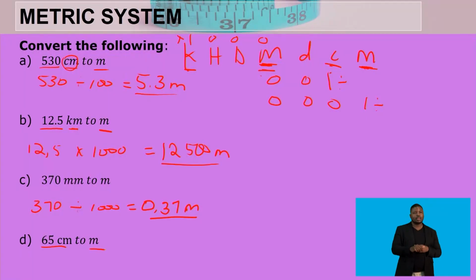Then the last one says 65 centimeters to meters. It's the same as the first one, right? If you can recall, we have centimeter to meter, centimeter to meter. So you put a 1 and zeros up until where you end, but you divide. So we're going to say 65 divided by 100, which gives us 0.65. You can do it on your calculator. 65 divided by 100 gives us 0.65 meters.